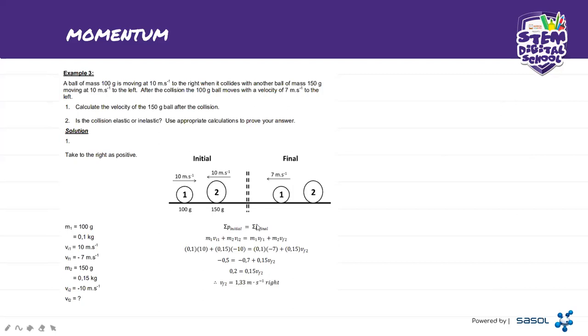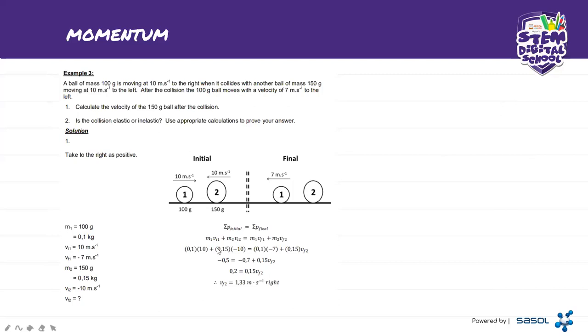This is also a sign you can use to show the total or the net momentum, the net initial momentum, and the net final momentum. Okay, so it's going to be M1 V1 plus M2 V2. So we first start with this initial side. This is our initial side. So basically this is initial, this is final, and this is where our equal sign lies.